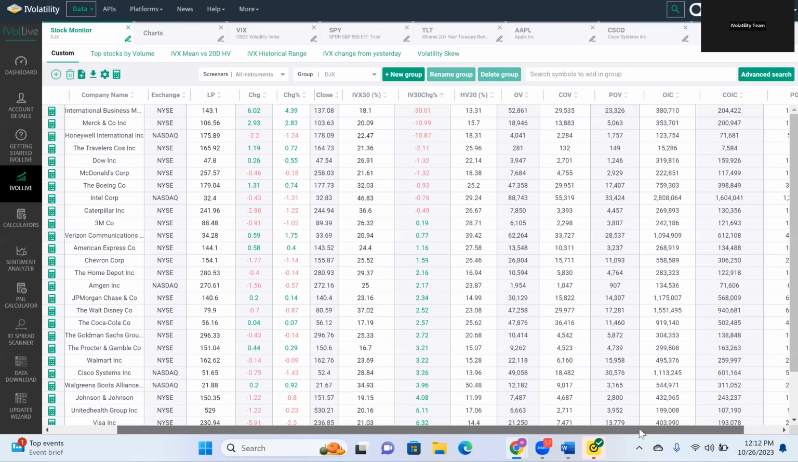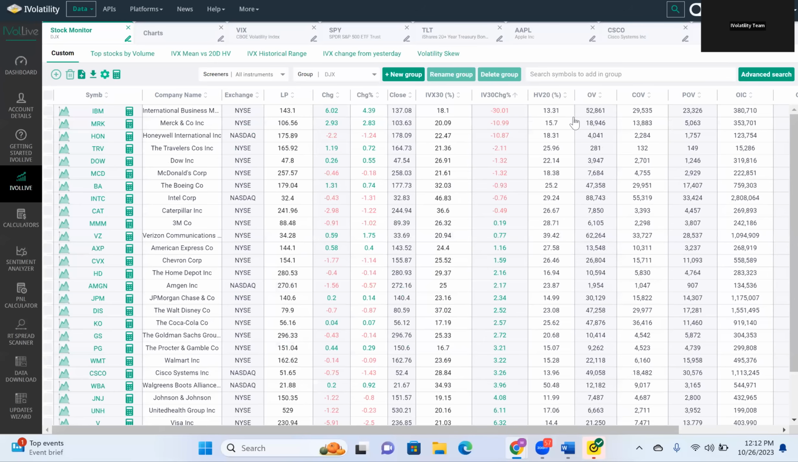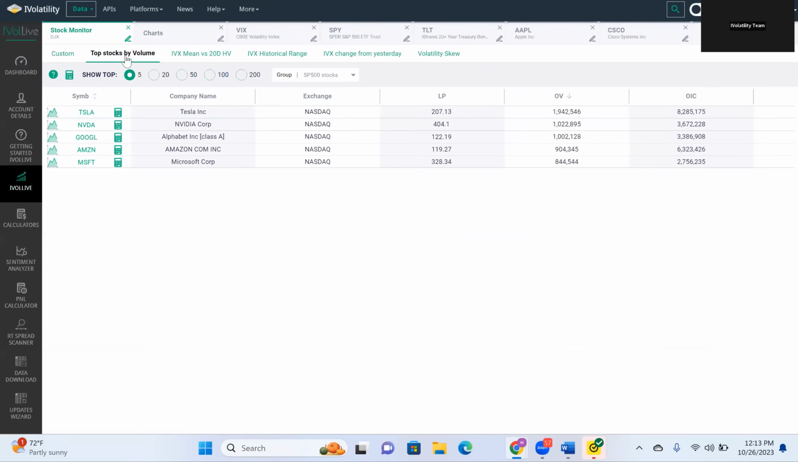So this is going to be your default view, but we can customize this like crazy by clicking on that column settings gear icon. Before we do that, I want to show the pre-built scans that are available to you from this tab. So one of the most popular ones is if you click on top stocks by volume, that's going to bring up the top 5 results for the names that are having the most action in their options volume.